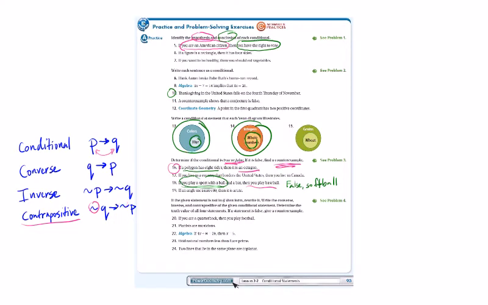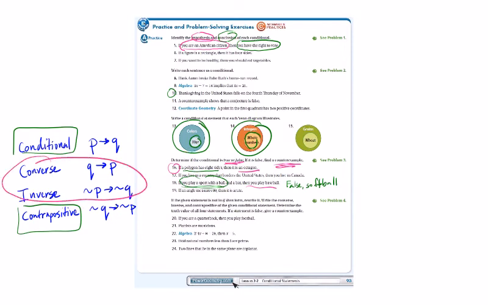Remember that the original conditional and the contrapositive have the same truth value. If the conditional is true, the contrapositive is true. If the contrapositive is false, then the conditional is false, and it goes both ways. The converse and inverse have the same truth value as one another. If the converse is true, the inverse is true. If the inverse is false, the converse is false. It goes both ways.